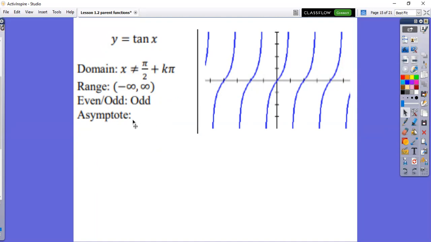And right here, it doesn't have the asymptotes listed, but the asymptotes are actually everywhere that there is a domain issue. Those are asymptotes. So it has an infinite number of vertical asymptotes.